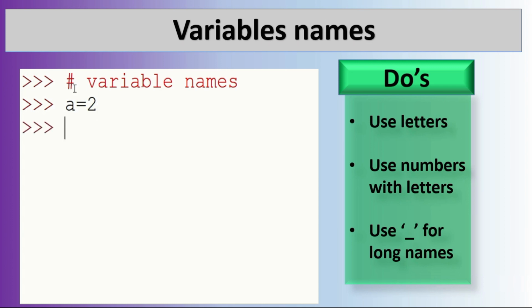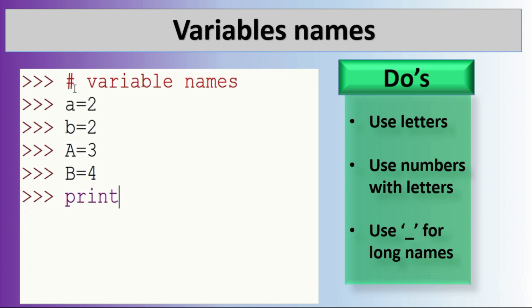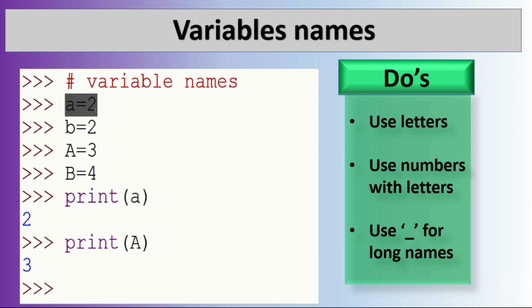a equal to 2, b equal to 2, capital A equal to 3, capital B equal to 4. Now, print of a gives 2. Print of capital A gives 3. That means small a is one variable, capital A is another variable. Okay, so capitalization is most important. These two are separate variables, not the same variables.